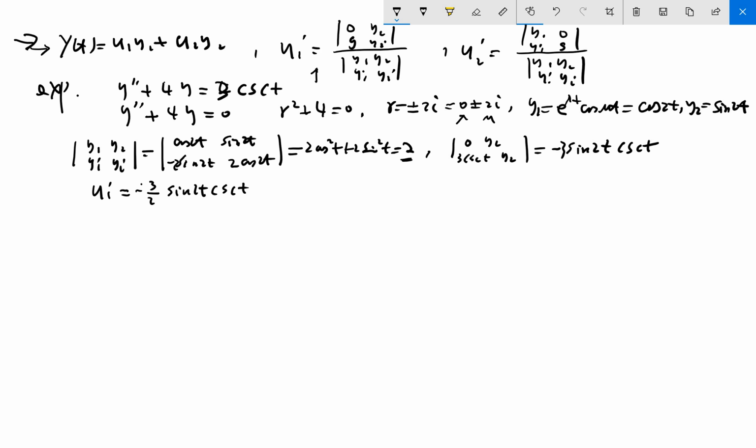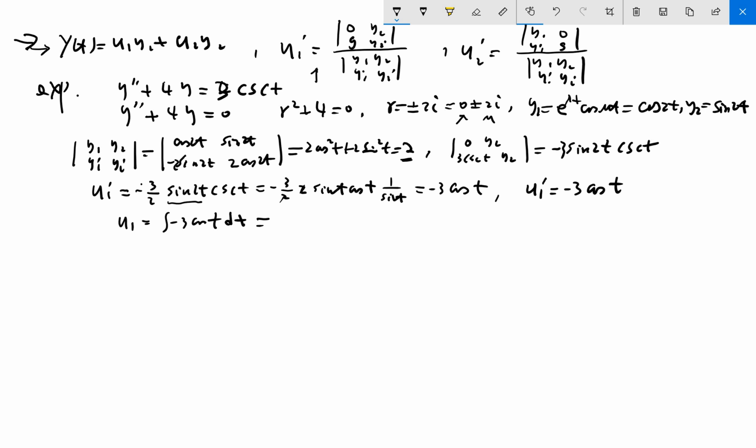Okay, this is u1 prime. Then we need to integrate the right-hand side to find u1. Before we do that, let's simplify this. Let's use a trigonometric identity. Sine 2t gives you 2 sine t cosine t. And the cosecant t is 1 over sine t. So you simplify this, you get negative 3. The 2 cancels, the sine t cancels, giving you cosine t. So u1 prime equals negative 3 cosine t. So my u1 here is the integral of negative 3 cosine t dt, which gives you negative 3 sine t. You can say plus c, it doesn't matter. We just need one u1, will be fine.